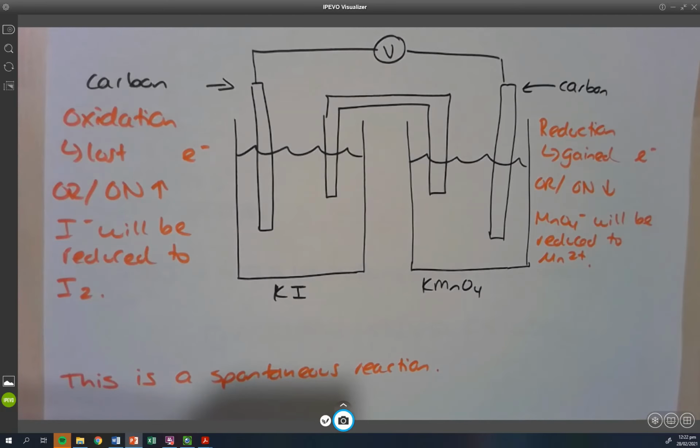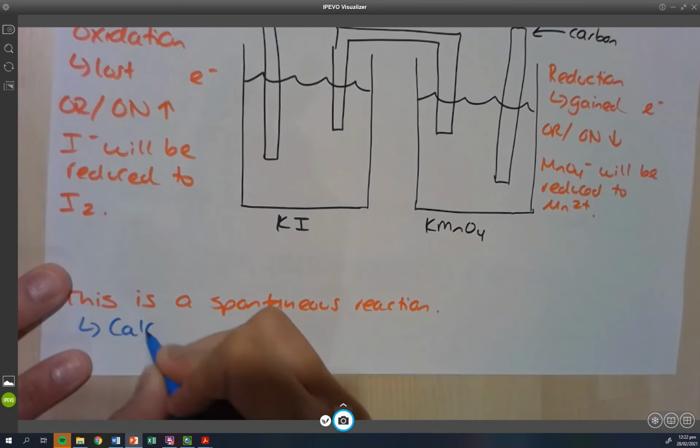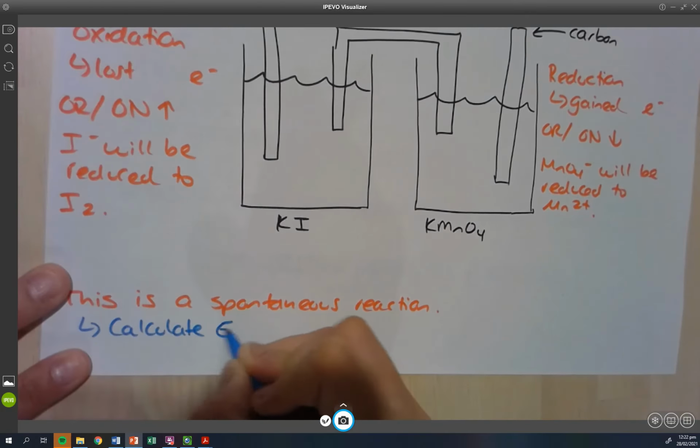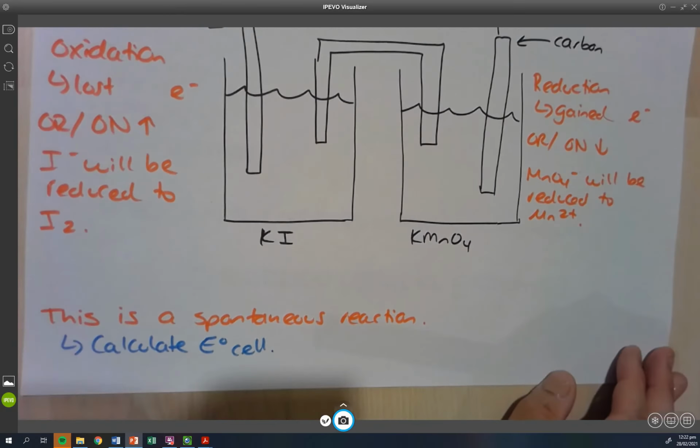All right, let's go to the merit. If you guys remember, in this case, you need to calculate the E cell, so just keep that in mind. You'll learn how to do that next week. Remember, the other thing for the merit is that you need to have half equations and you need to have your observations.